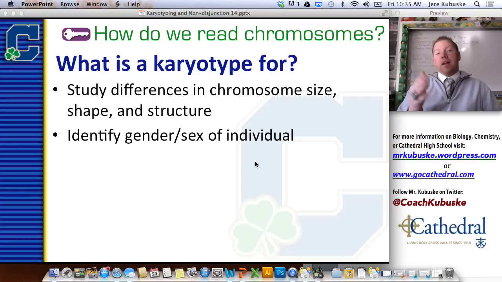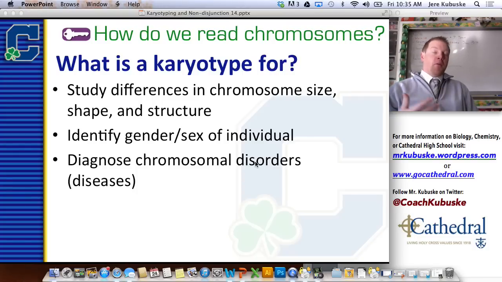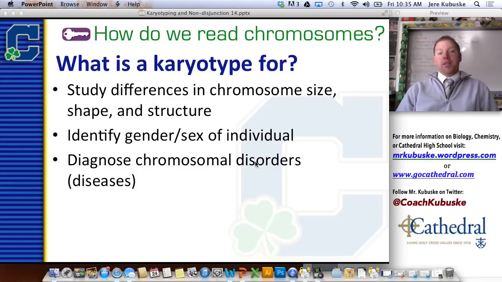Obviously, we just talked about XX and XY. And then almost most importantly to a common person is the fact that we can actually determine genetic disorders before a baby is ever born. So we will know, for example, if a baby is going to have Down syndrome before that baby is ever born. Okay, just something to think about.